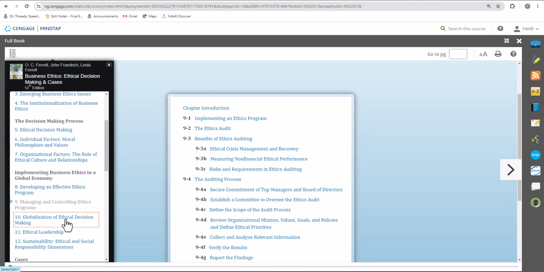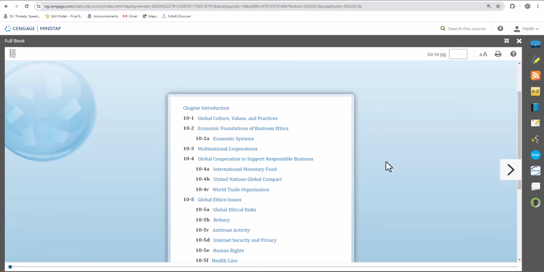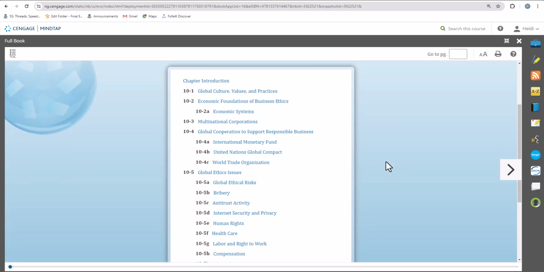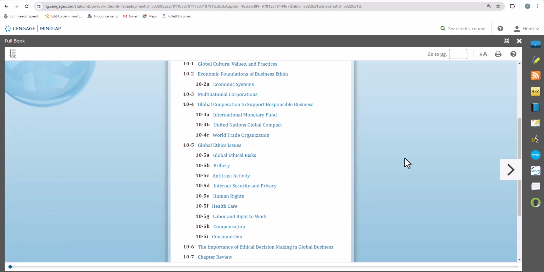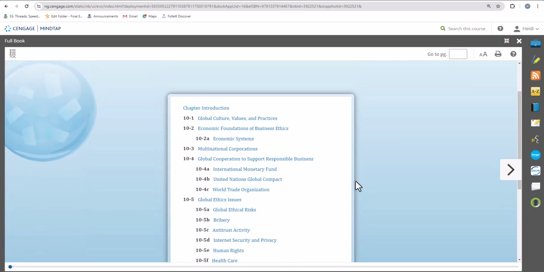In Chapter 10, we're looking at globalization of ethical decision-making and why it's important to consider the culture, values, and practices of other cultures besides ourselves. This deals with multinational corporations as well as global cooperation to support responsible business. This is worldwide. Global ethical issues fall into many different categories, and you'll dive into some of those in this chapter. Finally, you'll better understand the importance of ethical decision-making when we live in a global economy.